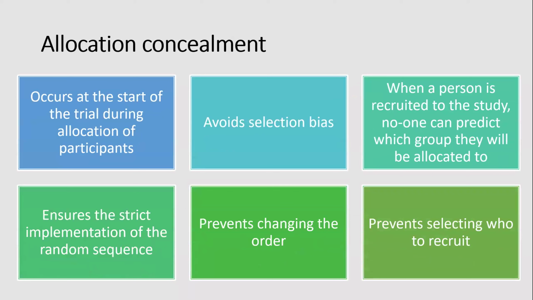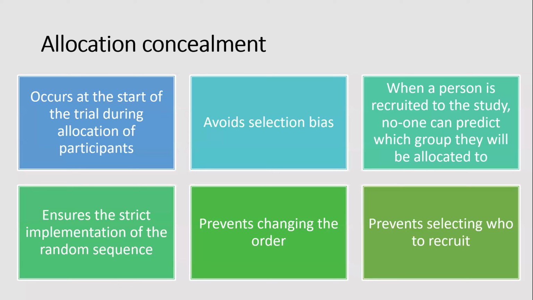Next is allocation concealment. This will occur at the start of the trial during allocation of the participants to the groups. It will try to avoid selection bias. When a person is recruited to the study, no one can predict which group they will be allocated to. Even the researcher and participant should not know which group they are going to be allocated to, whether intervention or control group. So we will try to conceal this process.